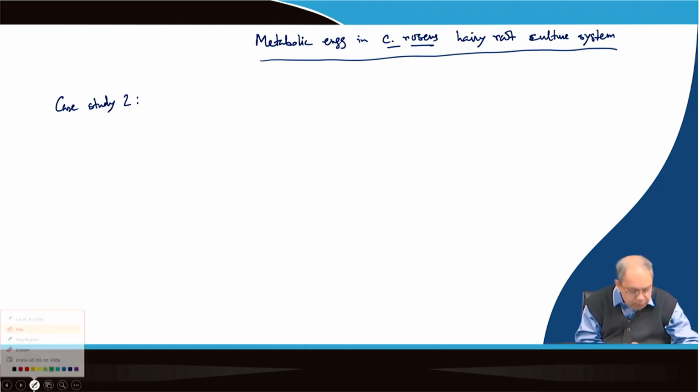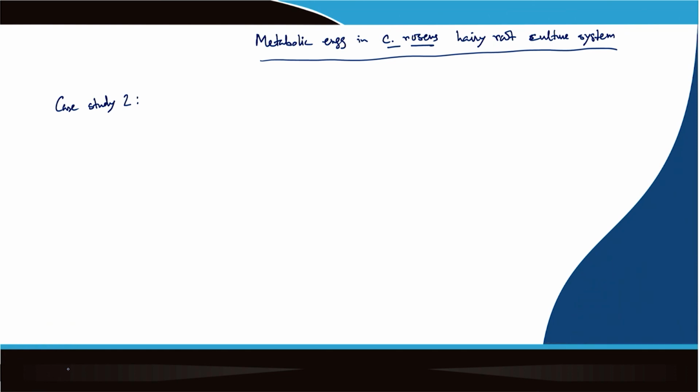So, case study 2, we will see overexpression of ORCA3 and SGD in C. roseus hairy root culture.